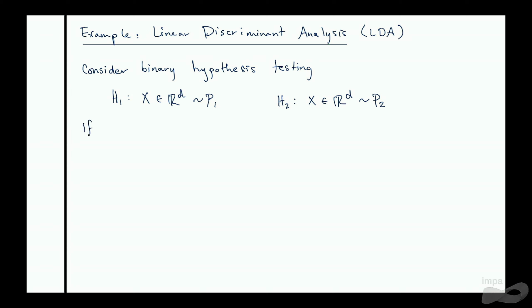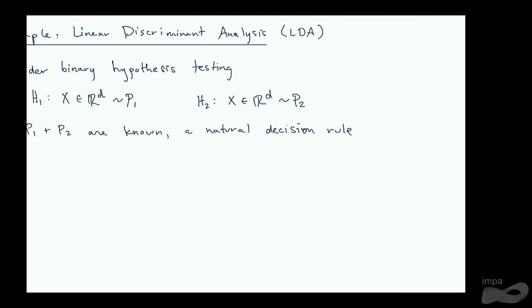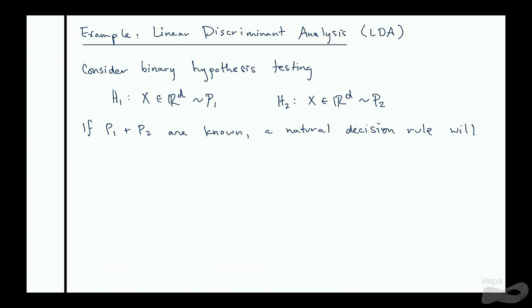Okay, so if P1 and P2 are known, then a natural decision rule is just going to threshold the likelihood ratio, meaning the ratio of the PDFs. So if P1 and P2 are known, a natural decision rule will threshold the log likelihood ratio.